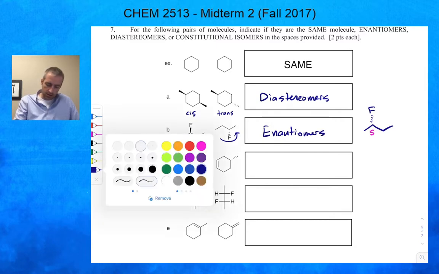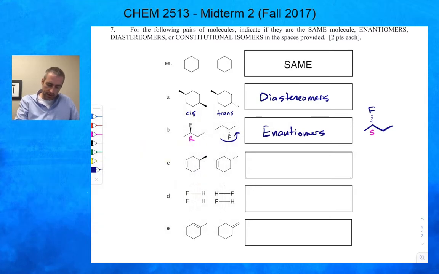Same deal over here. We have a chiral center right there. You can see that this one, if you looked at priorities, 1, 2, 3, with the hydrogen number 4 in back, is S. And this is the mirror image of that R, so this is also a pair of enantiomers.